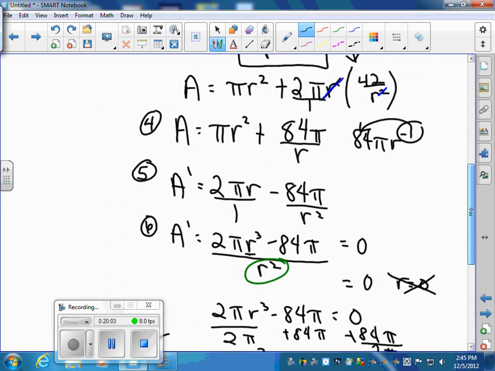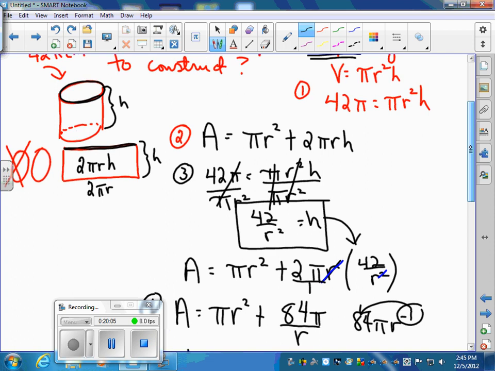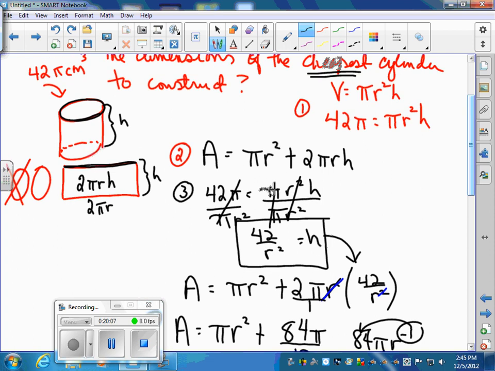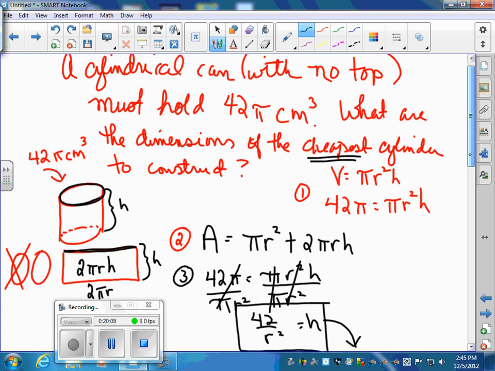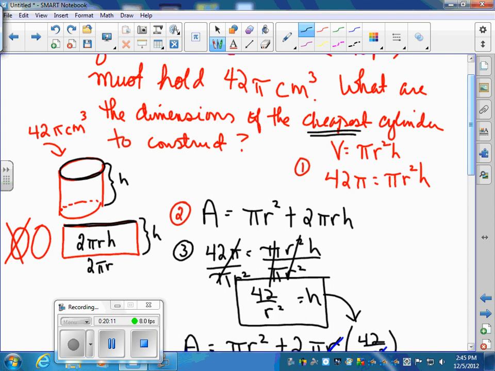So what you want, you probably could prove this, is that if you want to minimize your materials, what you want is your cylinder to have a radius that's the same as your height, which means your cylinder is actually twice as wide as it is tall. So you want to have a wide, short cylinder, and that would construct the cheapest can.